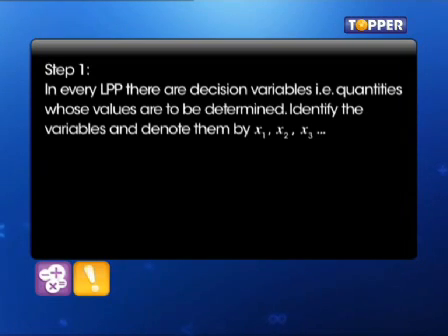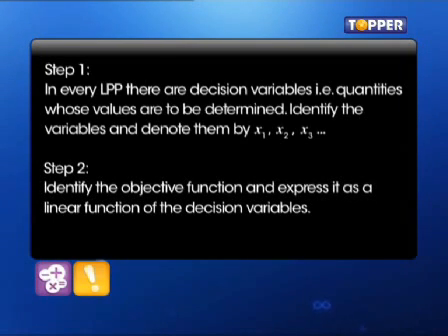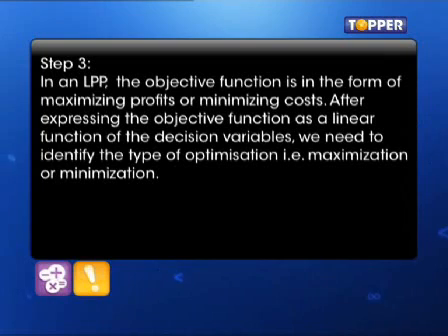Step number 2, identify the objective function and express it as a linear function of the variables that we introduced in step 1, those decision variables. Step number 3, in an LPP, the objective function may be in the form of maximizing profits or minimizing costs. So after expressing the objective function as some linear function of the decision variables, we must then identify the type of optimization, which is, are we maximizing or are we minimizing?